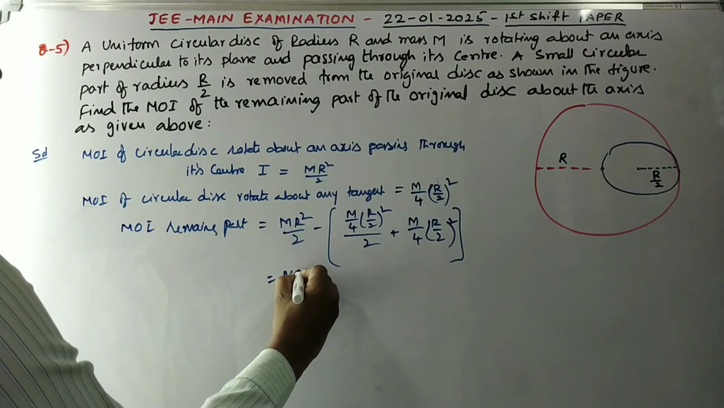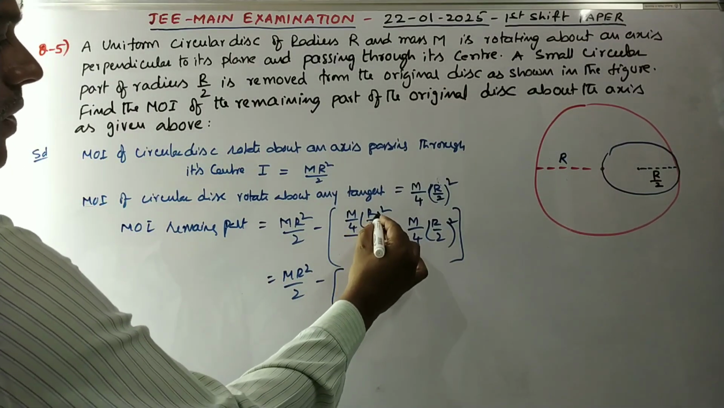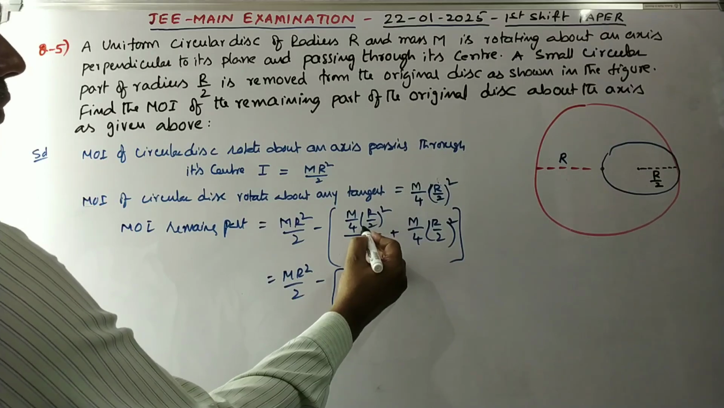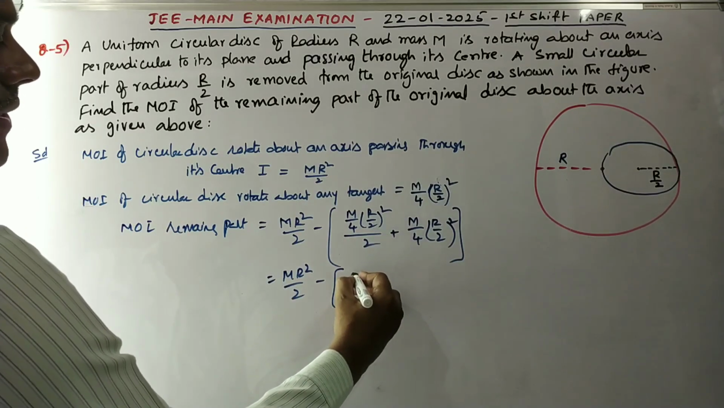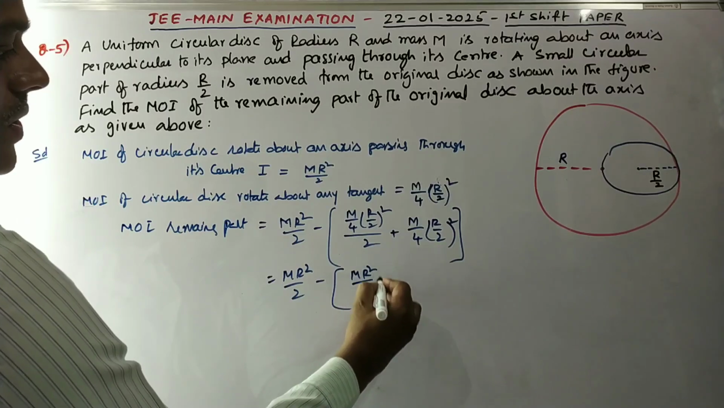So which is equal to m r square by 2 minus this thing, m by 4 into r by 2, which means r square by 4. 4 times 4 is 16, 16 times 2 is 32. That means m r square by 32.